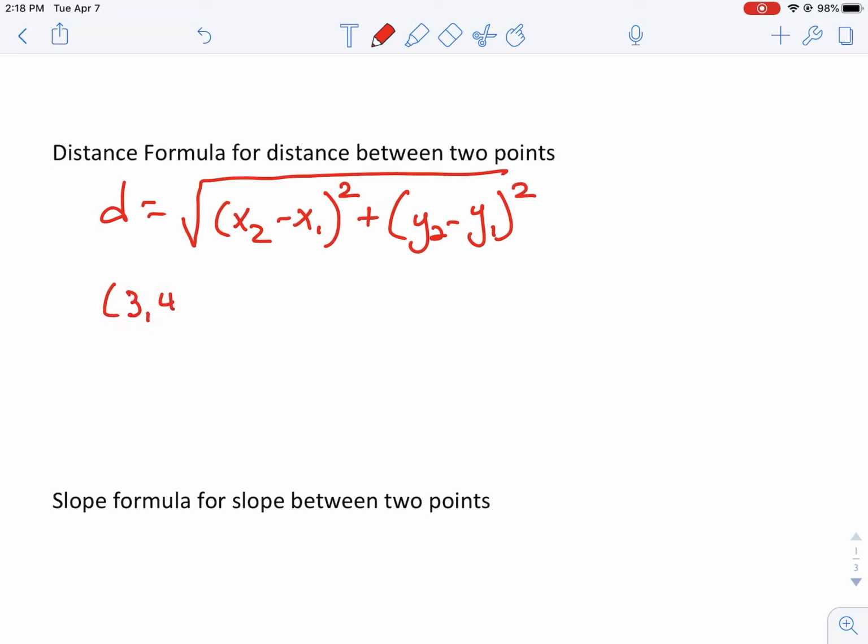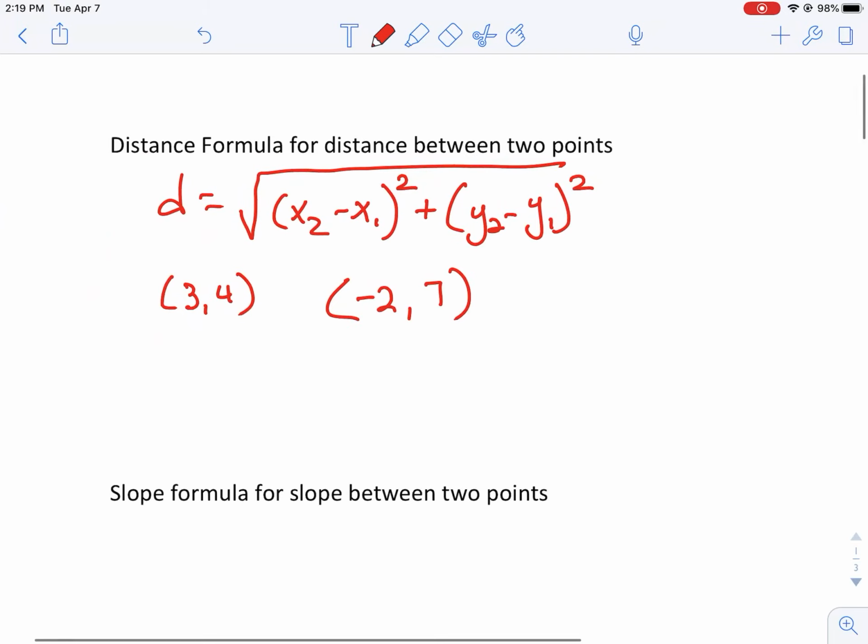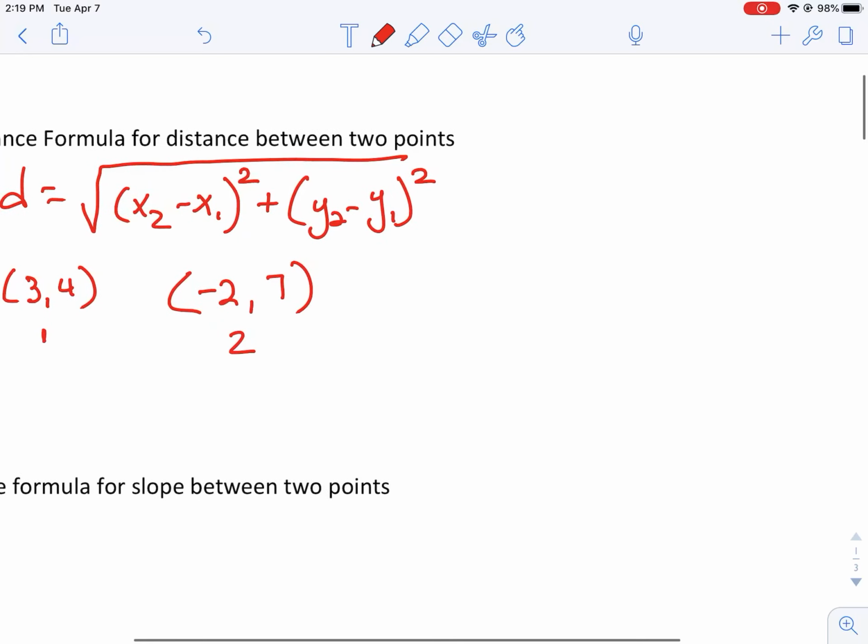Don't care what they are. Let's say that we have the point 3, 4. Now remember, I could give you the points, or you could look at a graph and there'd be 2 points, and you have to figure out what those 2 points are. So let's call that one of the points. Let's call the other one -2 and 7. We want to find the distance between these 2 points. So all we do is call them point 1 and point 2 and use that formula.